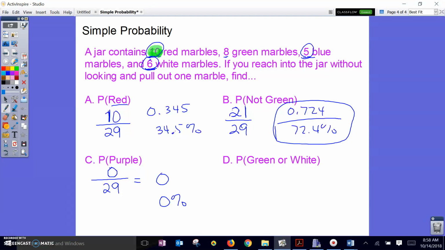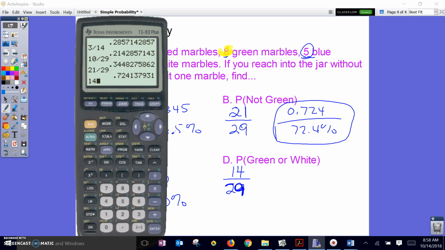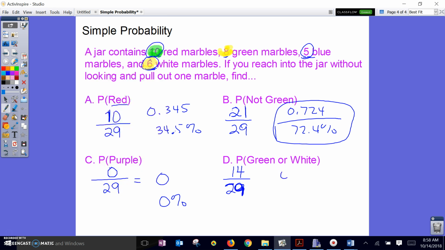Then our last one here, the probability that it is green or white. Again, there are 29 possible outcomes for me to choose from. Green or white. So green, there are 8, and white, there are 6. So there are 14 total possible ways to pull a green or white. That's 14 over 29. Or as a decimal, 0.483. Or as a percentage, that would be 48.3%.